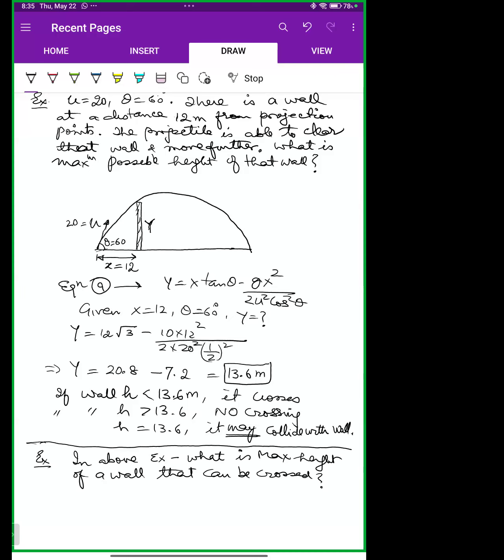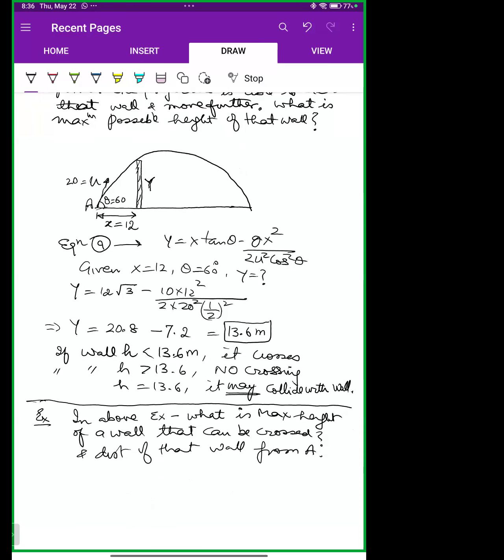What is the answer? In above example, what is the maximum height of a wall that can be crossed, and distance of that wall from A. This is A. Okay. So now what is your answer? So the height is same, 13.6 meter.